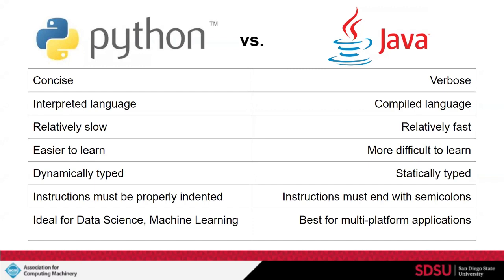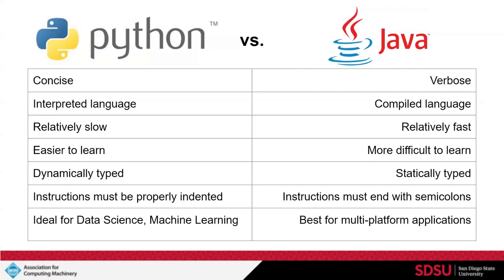So you can accomplish many of the same tasks as in Java, but with much fewer lines. It's interpreted, it's relatively slow, but in the long run, for most applications, that doesn't really make a difference because you're talking about something that takes 1 millisecond to run versus 3 milliseconds. I mean, no one knows the difference, right?